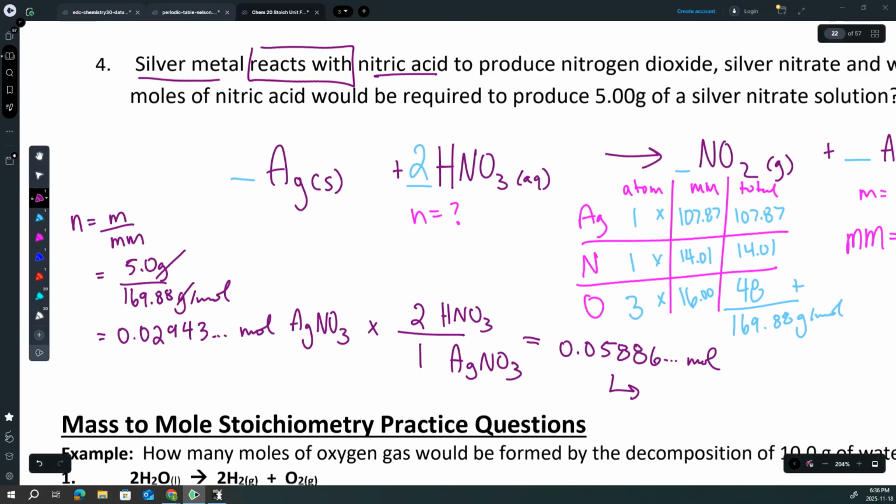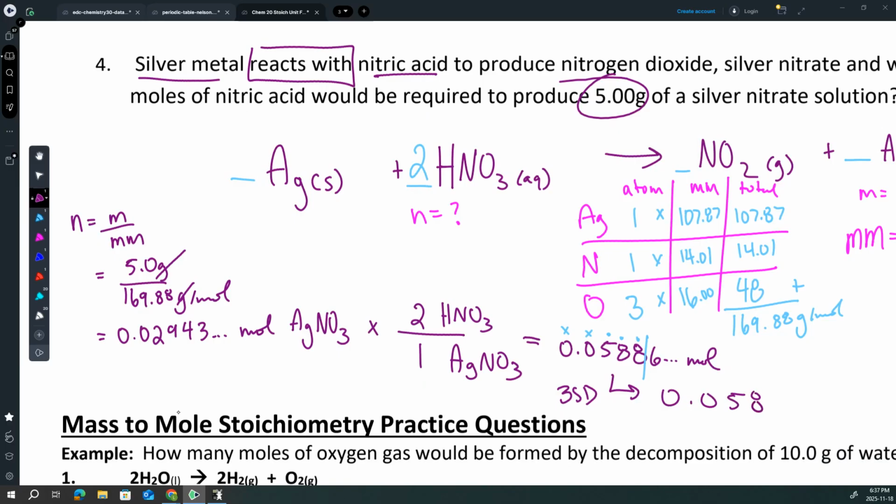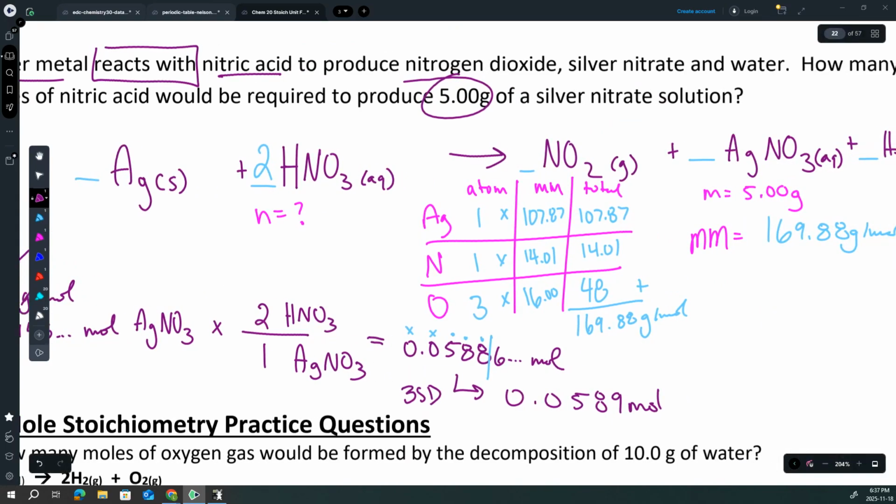Okay, so now we are finishing off with sig digs because the question wants just moles of nitric acid. So 3 sig digs. So I'm going to start counting from the 5 because these leading zeros do not count. 1, 2, 3. Cutoff line is right there. So 0.0589 moles. And this is of nitric acid. There we go.